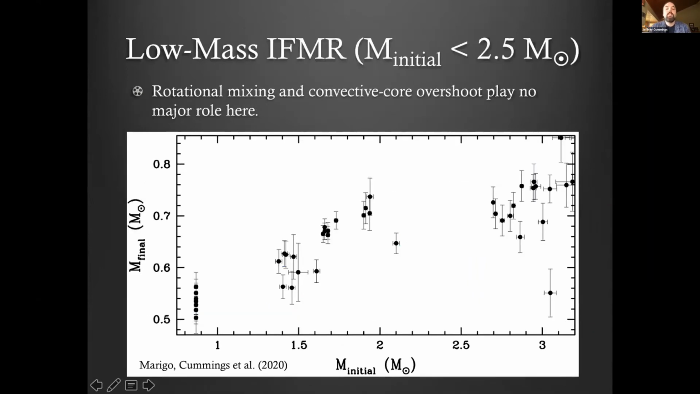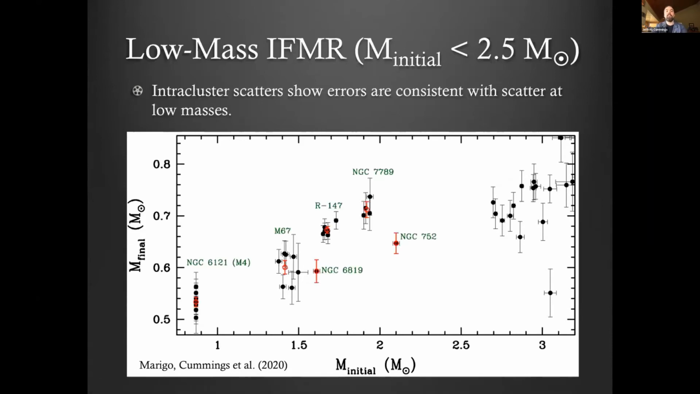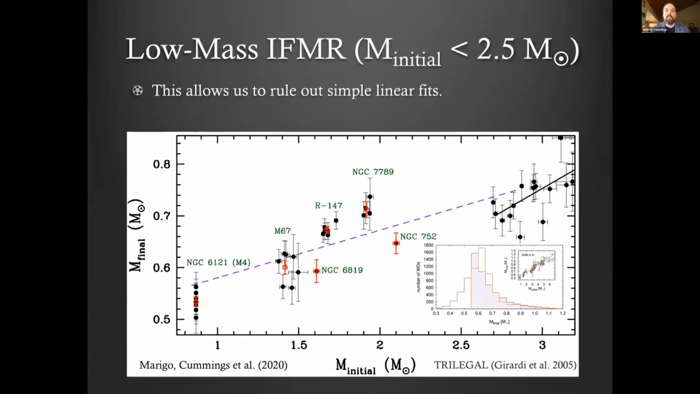Now let's focus on the lower left region, the low mass region of this initial final mass relation. Here we find that rotational mixing and convective core overshoot really play no significant role. We can look at these 6 groups of white dwarfs taken from these 6 star clusters and confirm this by looking at intercluster scatter, showing there's no meaningful scatter of these individual white dwarfs. It can all be explained quite well by just their simple observed errors. This also allows us to do more detailed fitting of the trends here. If we just throw in a simple linear fit across all these low mass white dwarfs, it really seems to be lacking.